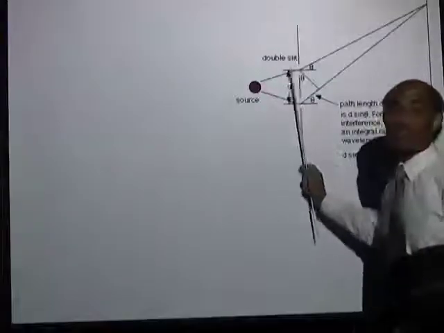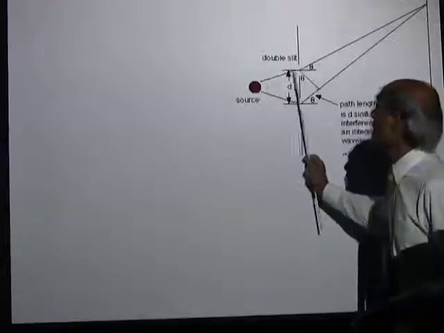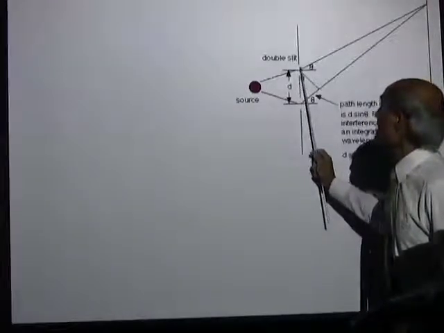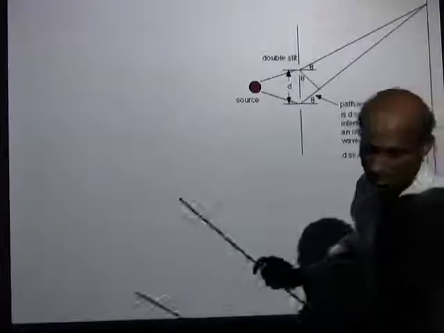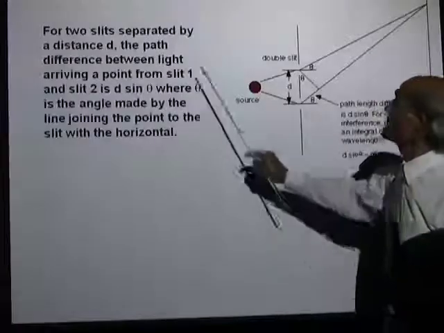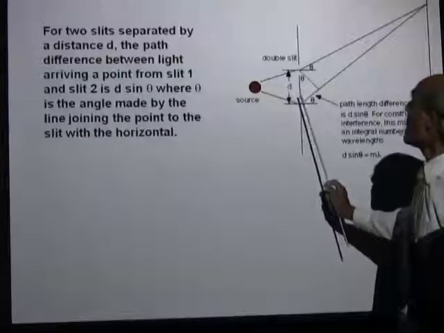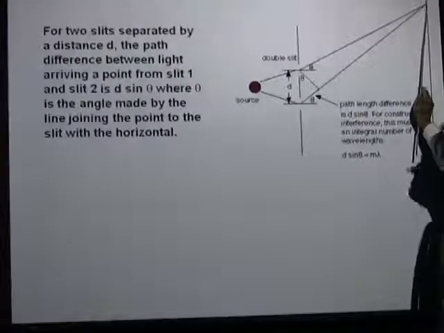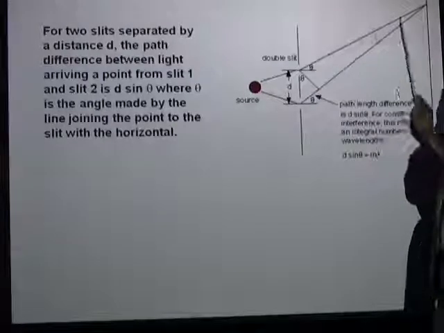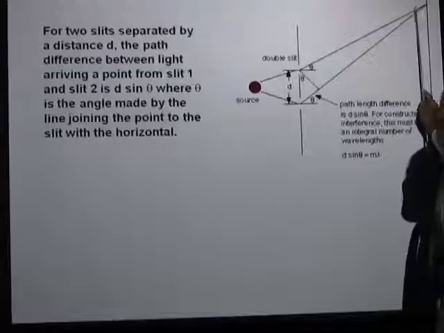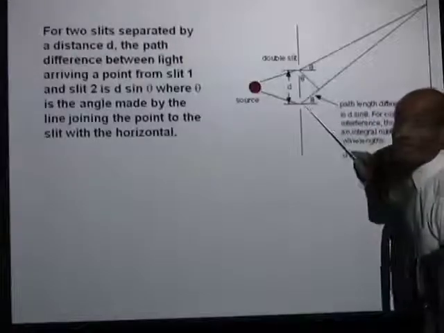Here I have a diagram of the arrangement I just showed you. This is the source of light, the light bulb, and this is the double slit. The distance between the two slits is d. Let's do a little theoretical interpretation. For two slits separated by a distance d, the path difference. Now, I don't think you can see the point where on the screen the light from this slit and this slit meets. That means the path difference is actually this distance. That is the path difference.